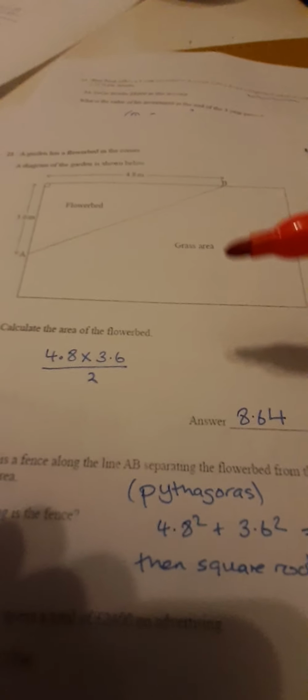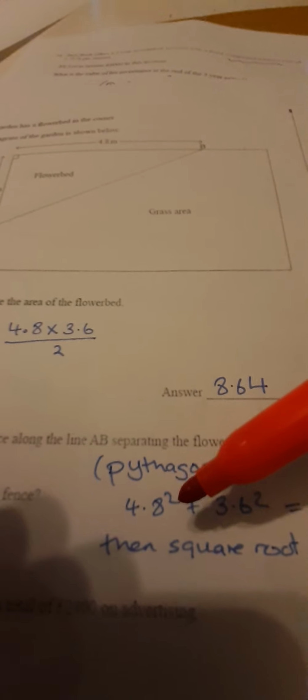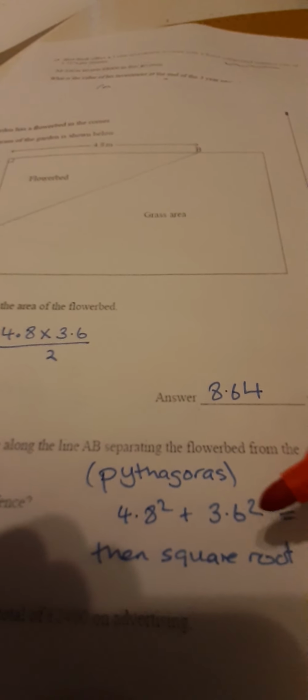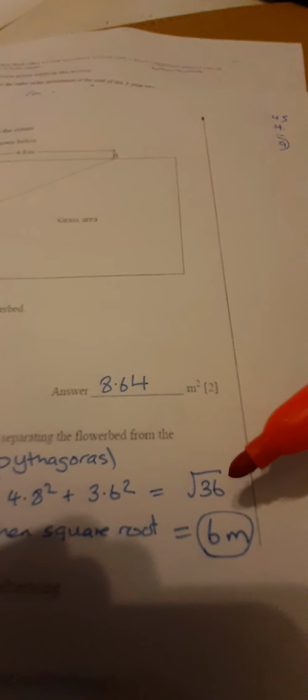Second part, they want you to work out how long this line is here. So that's Pythagoras. So you square the 2 numbers on your calculator using the x² button and add them together because this is a long side. You get 36. Square root of 36 is 6.